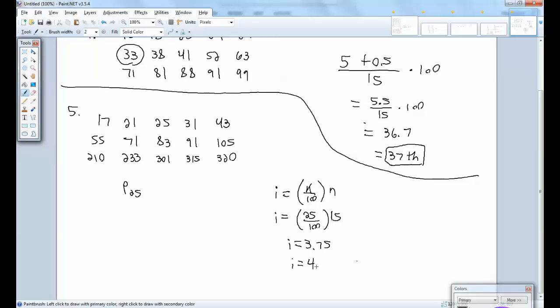This is the fourth position. This is referring to the position. This is the fourth position in the list. Fourth number in the list is 31. So 25th percentile is 31.